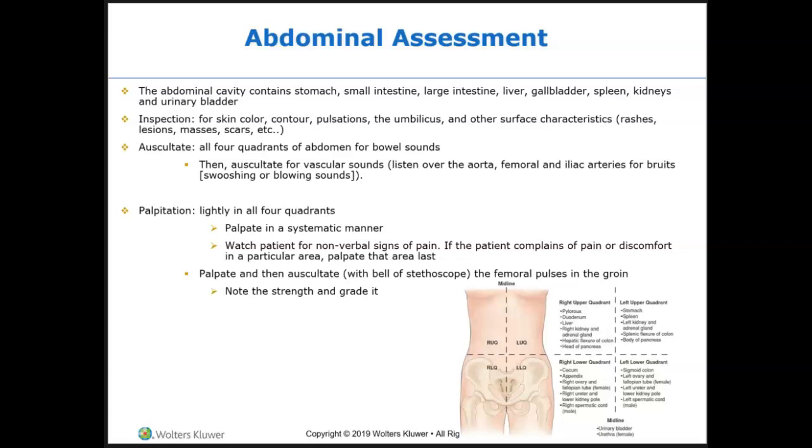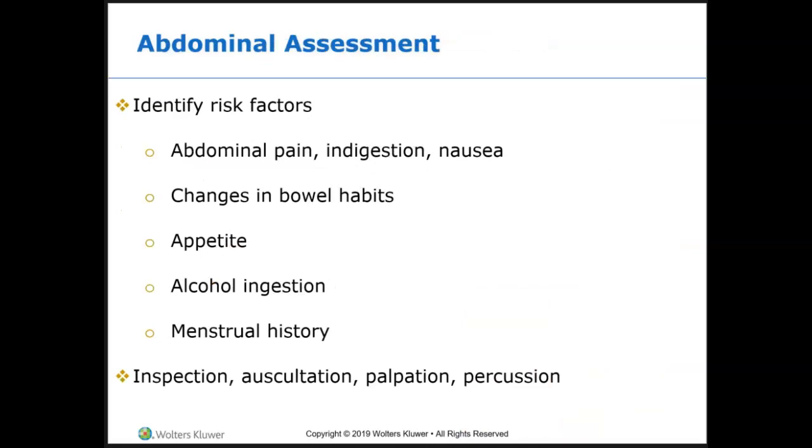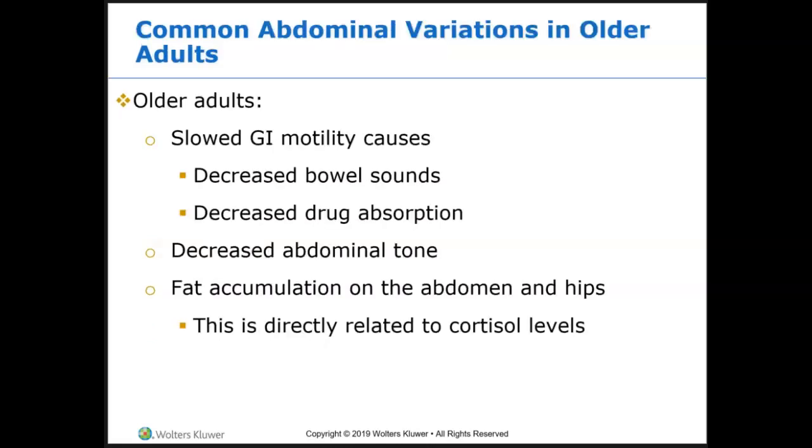So palpate and then auscultate the femoral pulses in the groin. Note the strength of the pulses and grade it as you do with the peripheral pulses. Abdominal assessment. You're going to identify risk factors, right? Like abdominal pain, indigestion, nausea and or vomiting, change in bowel habits, their appetite, alcohol ingestion, menstrual history, all of those things. And then common abdominal variations in the older adult.